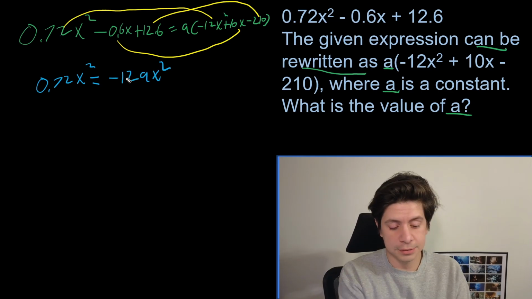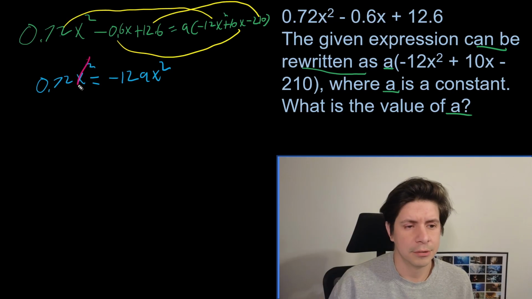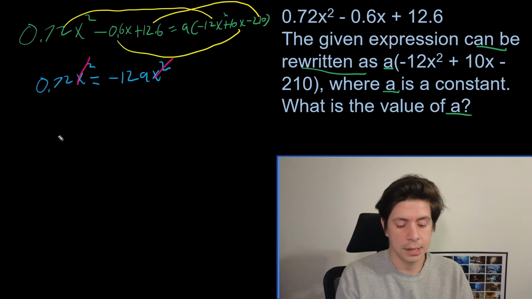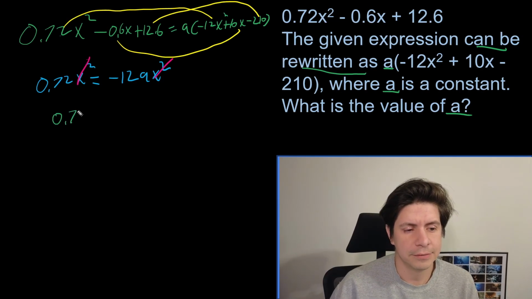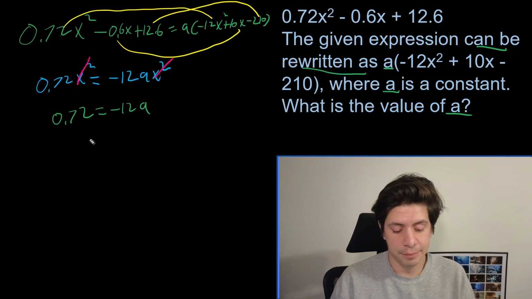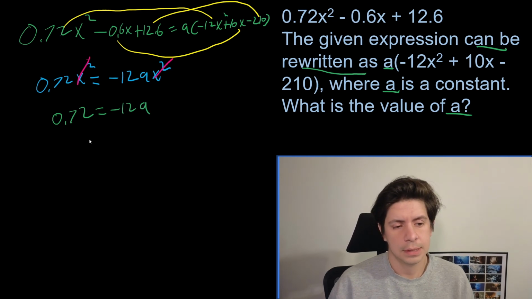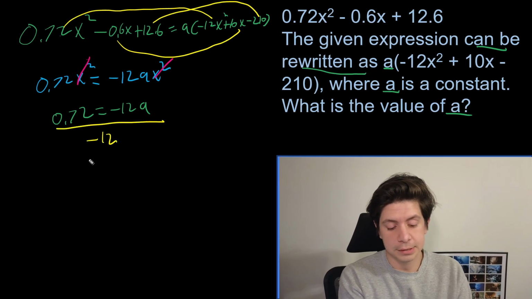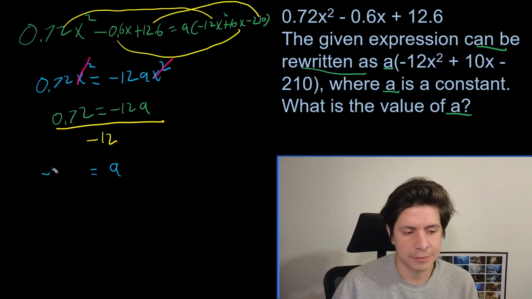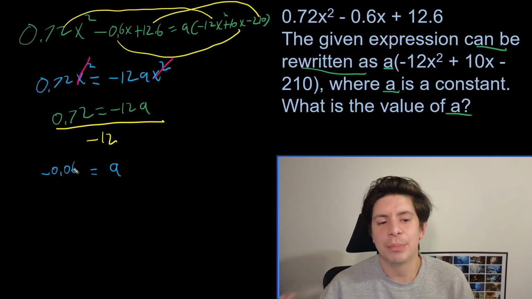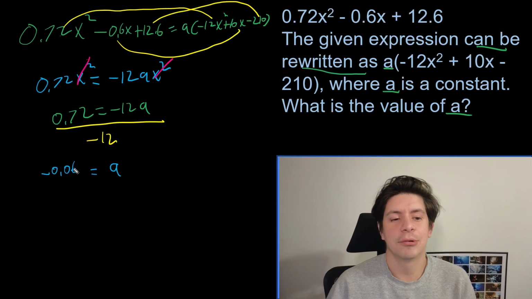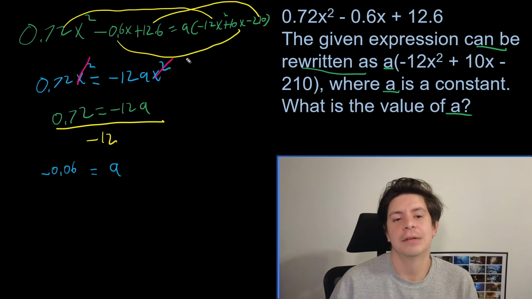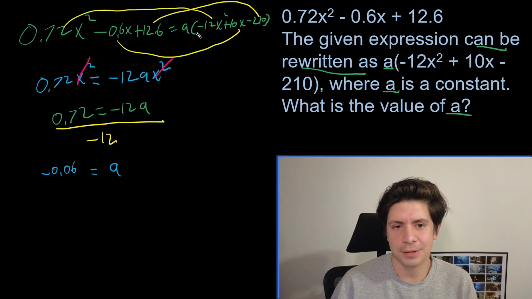The x squareds cancel, right? So they go away. So we're going to get 0.72 equals negative 12a. And when I divide by negative 12, I'm going to get a equals negative 0.06. Now, where people overthink is they don't trust that as an answer, and they'll keep going and check everything out. But negative makes sense because we're switching from positive to negative, and it works.